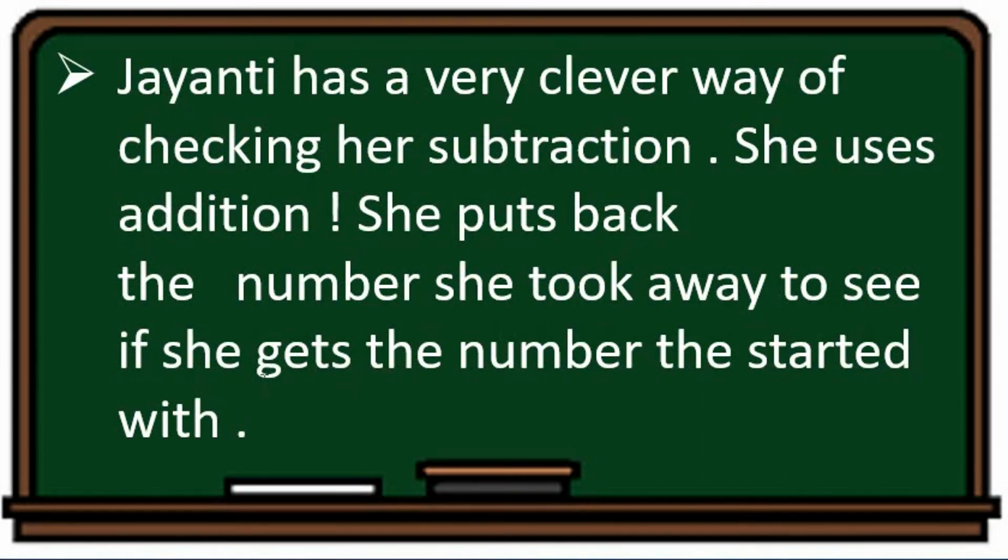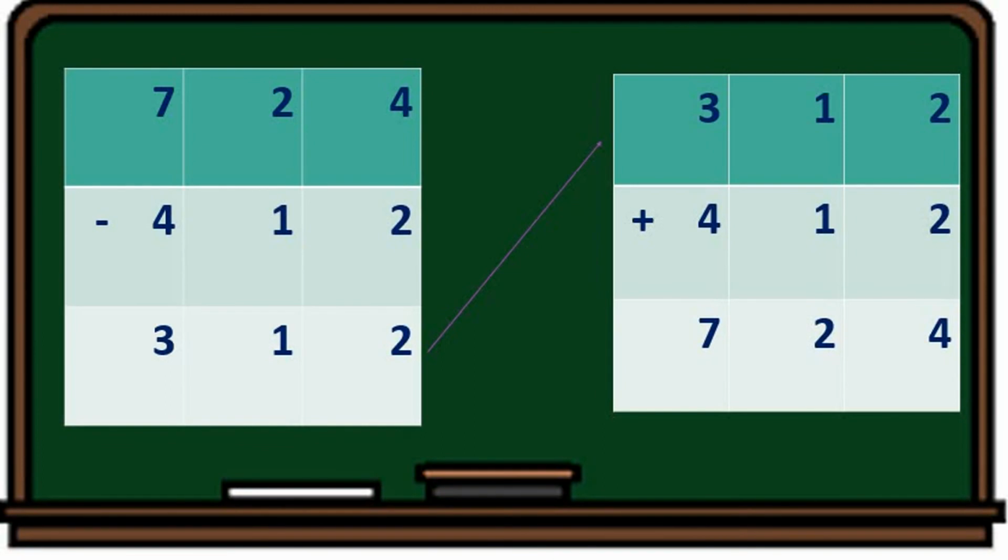So how is this possible? Jayanti checks subtraction with addition: she puts back the number she took away and sees if she gets the number she started with. Let's see how this works with an example.